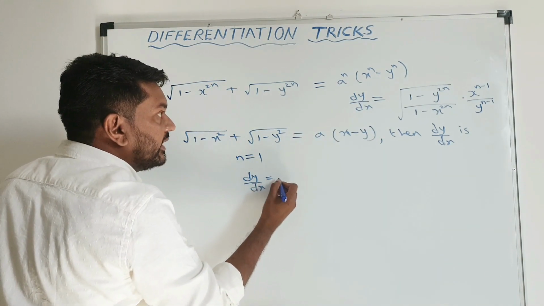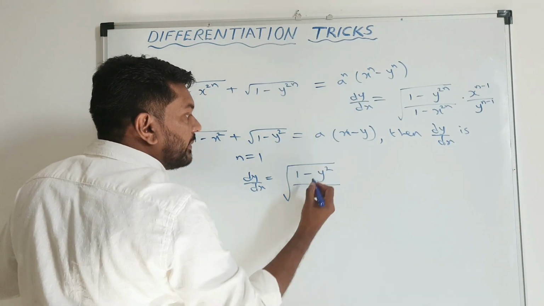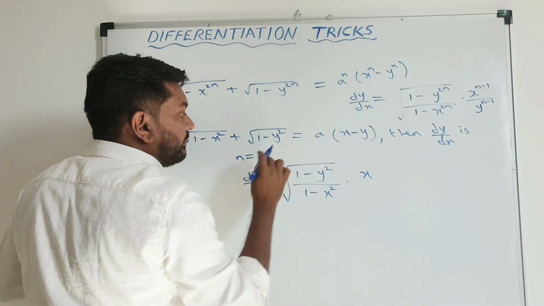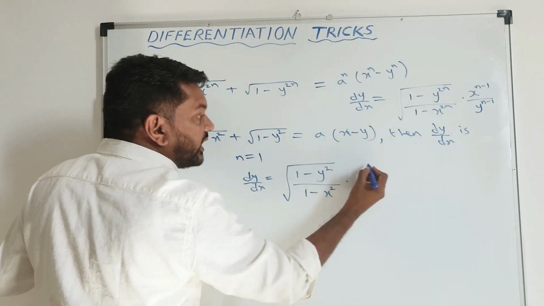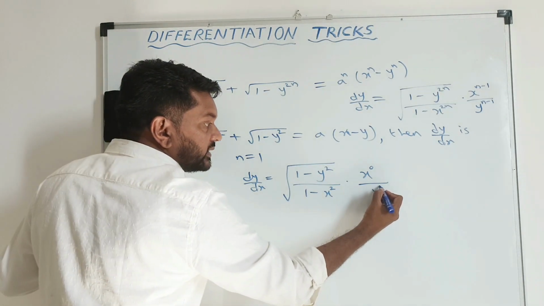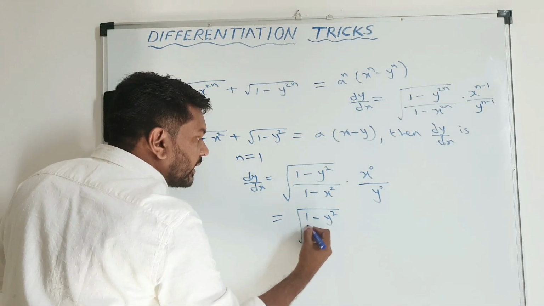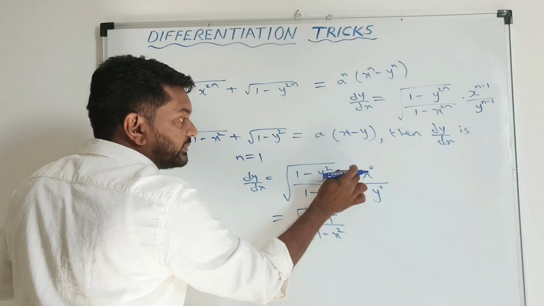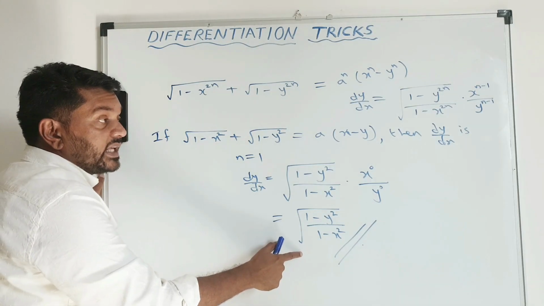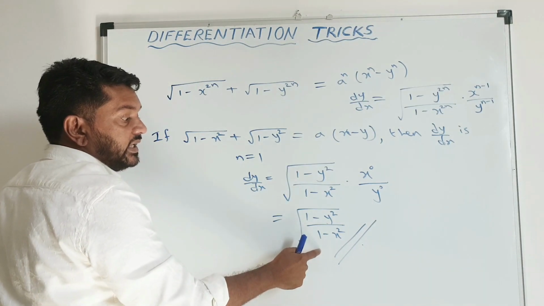So dy by dx will be root of 1 minus y^(2n), which will become y square, divided by 1 minus x^(2n), which will become x square, into x raised to n minus 1, meaning x raised to 1 minus 1, which is x power 0, divided by y^(n minus 1), y^(1 minus 1), which is y to the power 0. So you will be getting root of (1 minus y square) by (1 minus x square) because these two terms are 1. So this is the final answer. You got the answer really fast. If you know this, then you can do this type of question really easily.